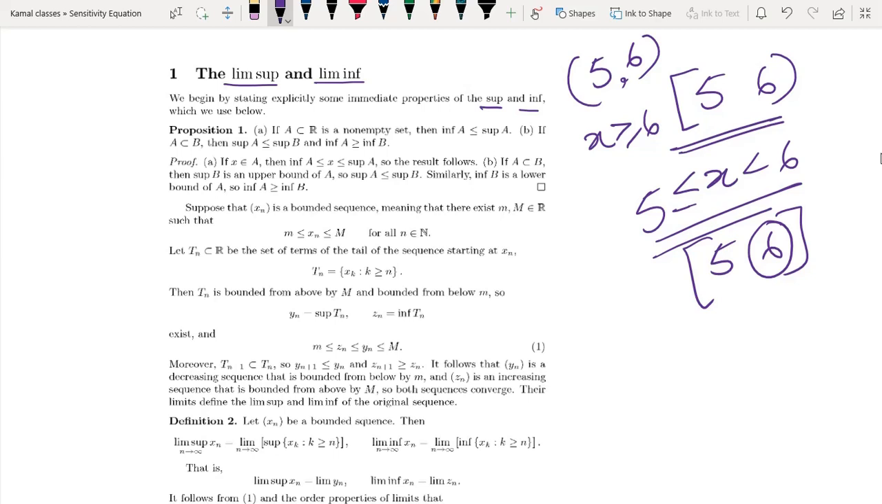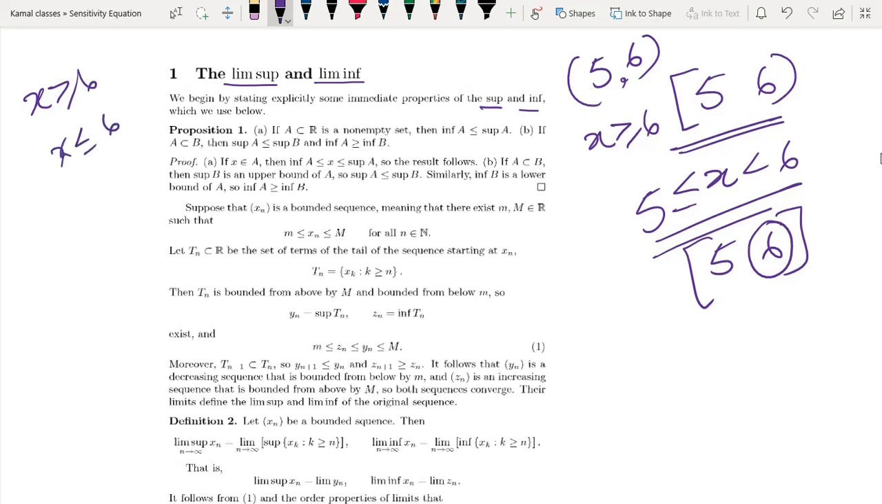In that situation, could you please tell me which terminology I have to use? Least upper bound or greatest lower bound? Iram, could you please guess? So least upper bound.